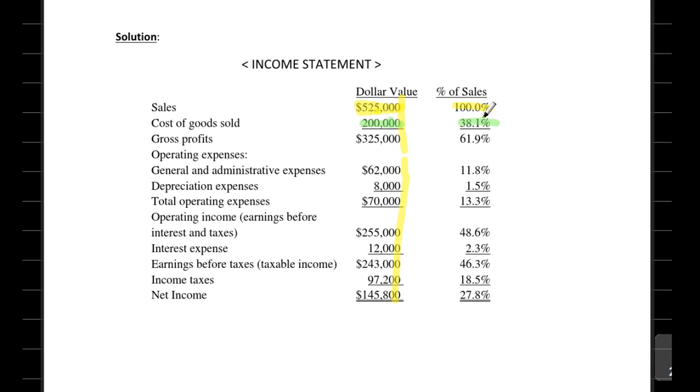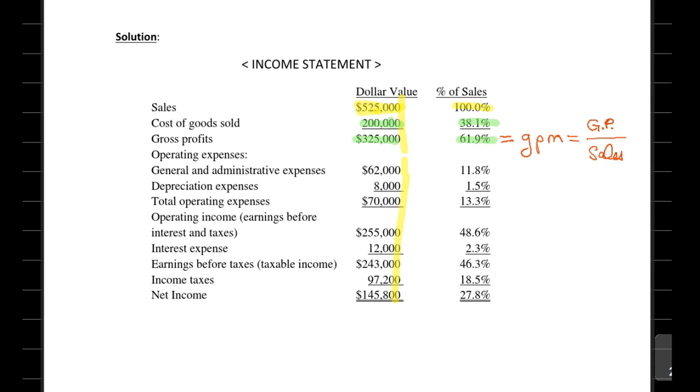The second item would be gross profit, and the amount is $325,000. This number divided by $525,000 of sales will give us 61.9%. So I should make note next to it, because this would be, as we call, the gross profit margin for this firm. So the gross profit margin is simply equal to gross income or gross profits divided by sales.